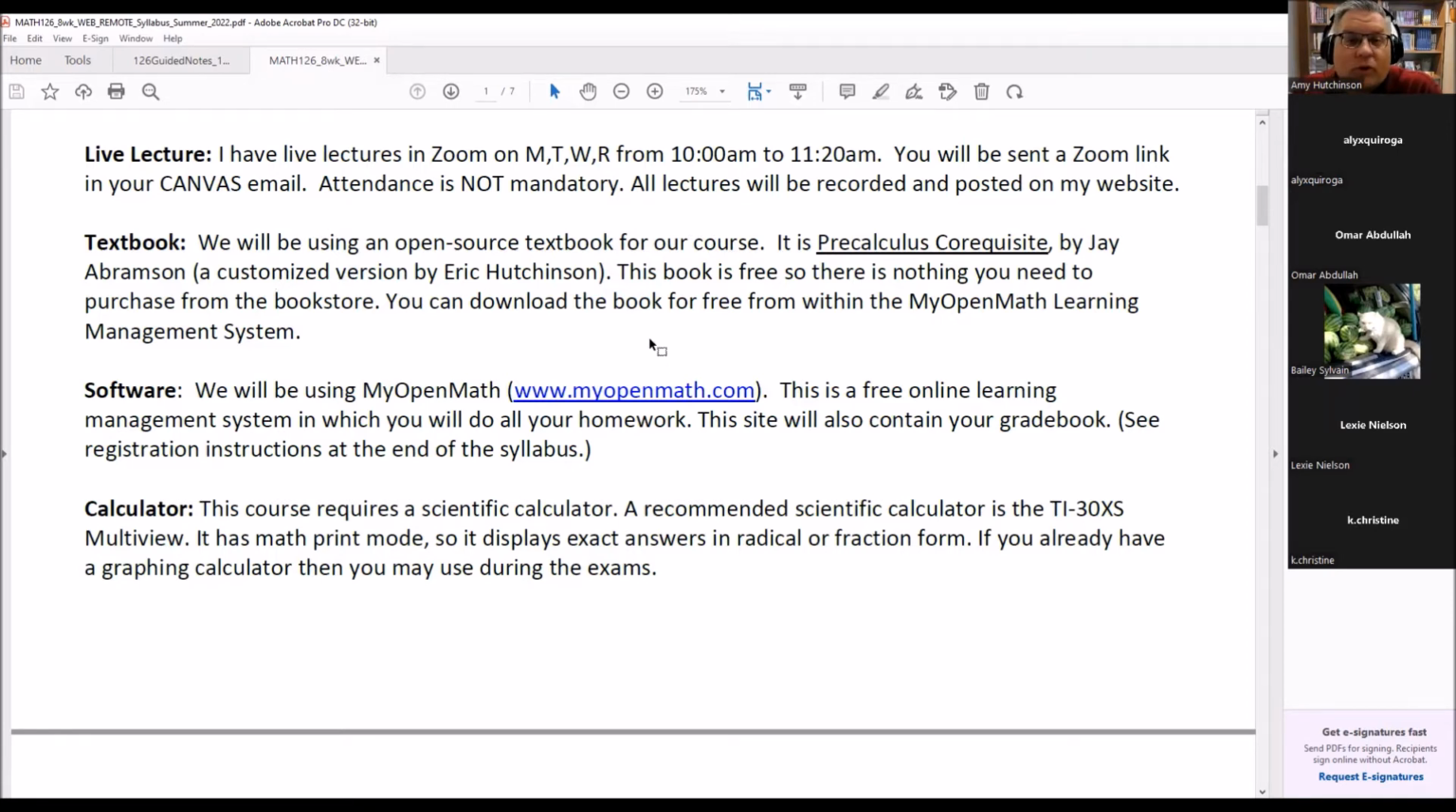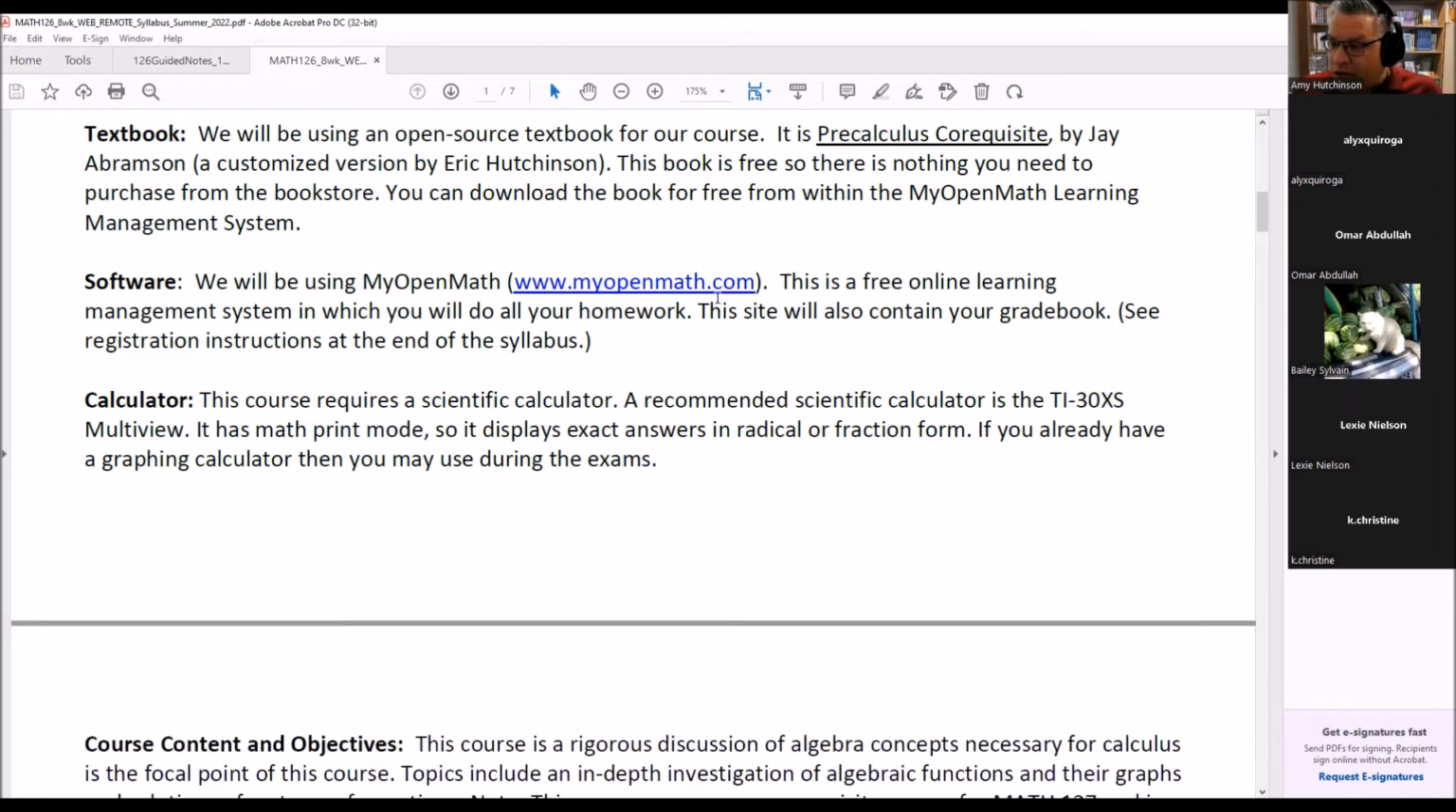The book is available from within my open math. I'll show you that later. And my open math, again, is the way that you're going to be doing your homework online. So the gradebook is in here. The exams are going to be in here as well. There's a gradebook that's in there. So I'll go in there.